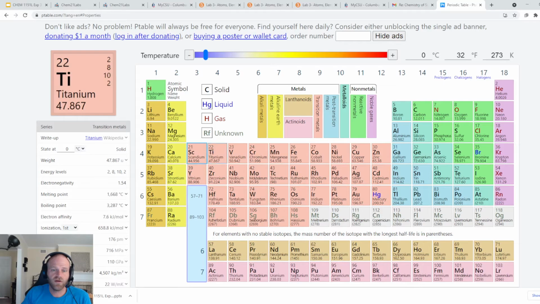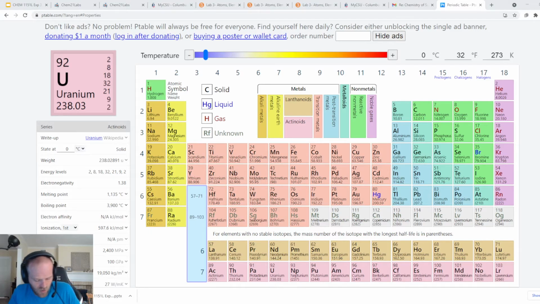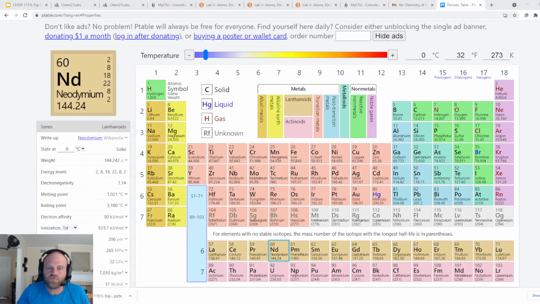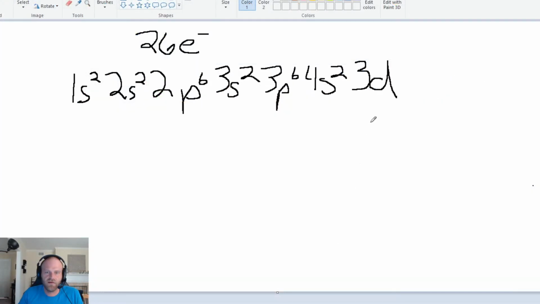Periodic table, 1, 2, 3, 4, 5, 6 electrons in the D orbital. Sorry about that. 6 electrons in the D orbital. So let me write that down. 6. And now just to check, I'm going to count the total number of electrons here and make sure that it matches that 26 there.